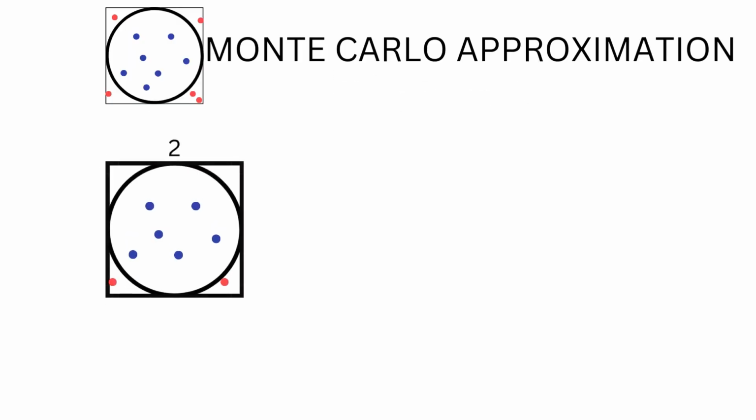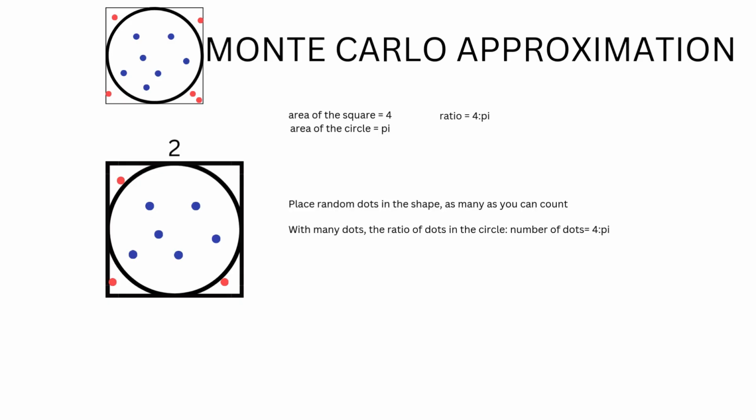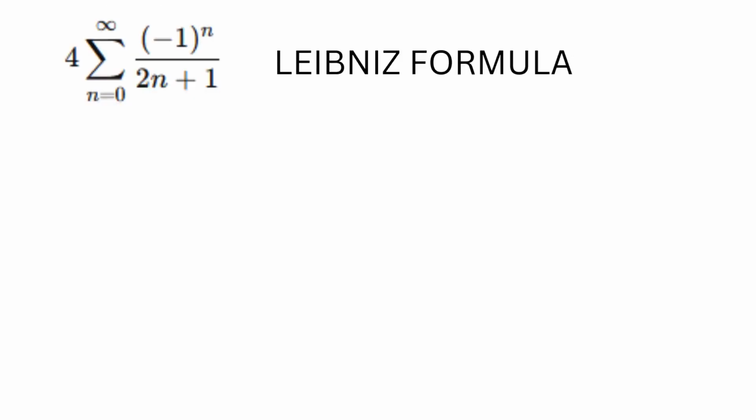Monte Carlo approximation. Take a square with a radius 2 circle in it. The area of the square equals 4, and the circle equals pi. The ratio is 4 to pi. Now place random dots in the shape, as many as you can to increase accuracy. The ratio of dots inside to the total number will be 4 to pi.